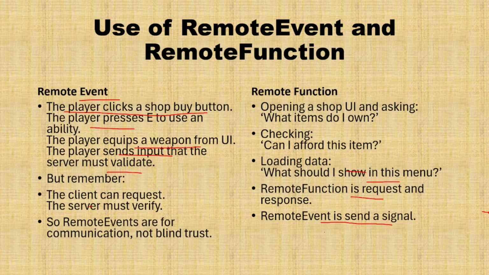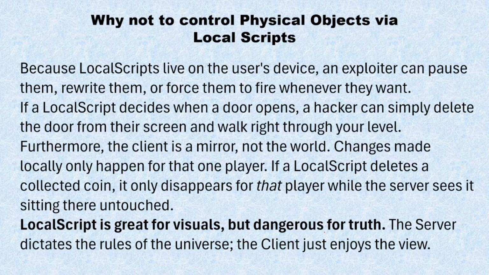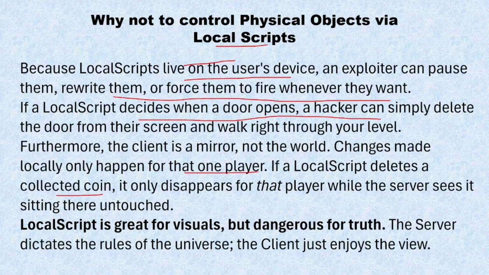So there was a question, why not control physical objects via local scripts? Because local scripts live on the user's device, an exploiter can pause them, rewrite them, or force them to fire whenever they want. If a local script decides when a door opens, a hacker can simply delete the door from the screen and walk right through your level, right? Furthermore, the client is a mirror, not the world. Changes made locally only happen for that one player. The server doesn't see them. So if a local script deletes a collected coin, it only disappears for the player while the server sees it sitting there untouched.